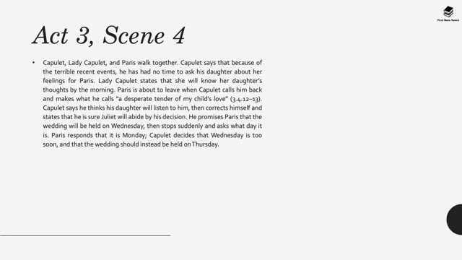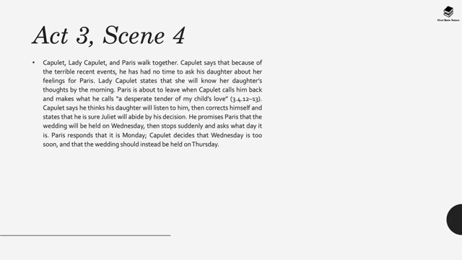Lord Capulet, Lady Capulet and Paris walk together in Act 3, Scene 4. Capulet says that because of the terrible recent events, he has no time to ask his daughter about her feelings for Paris. Lady Capulet then states she'll know her daughter's thoughts in the morning. Paris is about to leave when Capulet calls him back and makes what he calls a desperate tender of my child's love. Lord Capulet thinks his daughter will listen to him, then corrects himself and states that he is sure Juliet will abide by his decision.